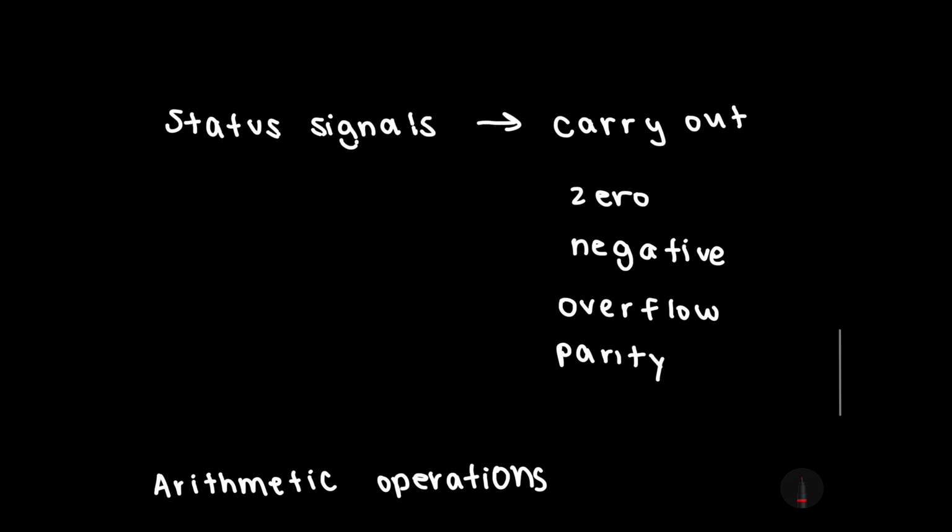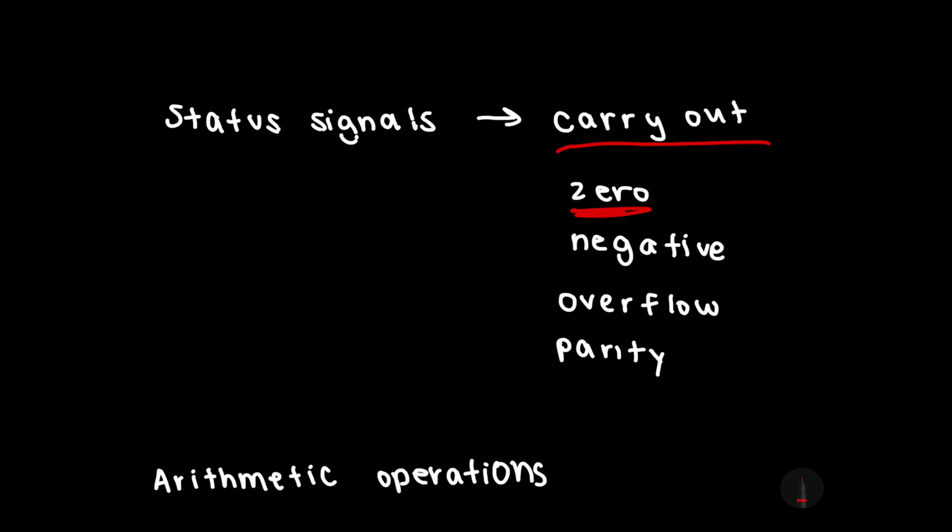So what's the status signals? The ALU status signals are carryout, 0, negative, overflow, and parity. So what's that mean? Carryout just conveys the carry from a resulting addition operation, the borrow resulting from a subtraction operation, or the overflow bit from a binary shift.